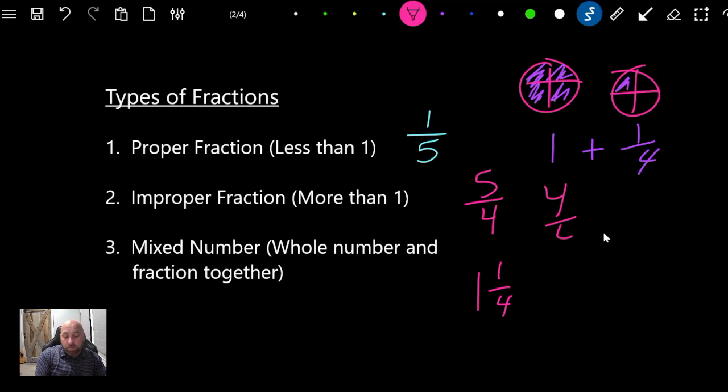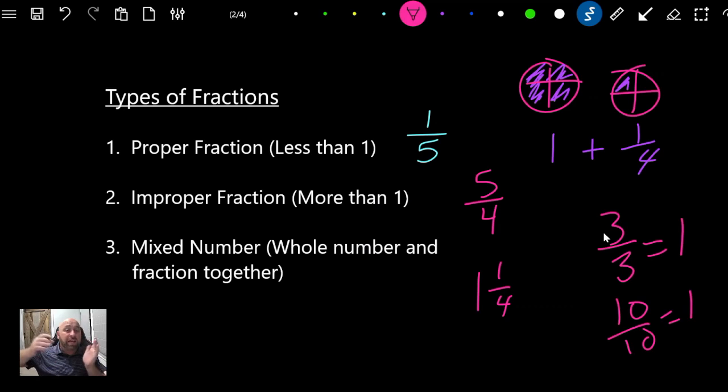So 4 over 4 is the same thing as 1. Anytime that you have the same number over top of the other number, it equals 1. So if I have 3 over 3, that equals 1. If I have 10 over 10, that equals 1. Whenever you have the same number on top as you have on the bottom, that always equals 1.